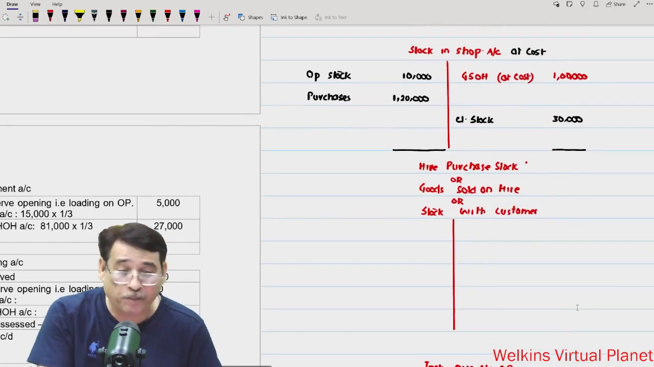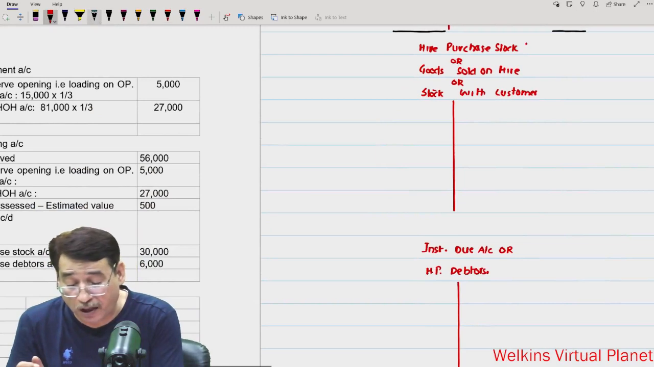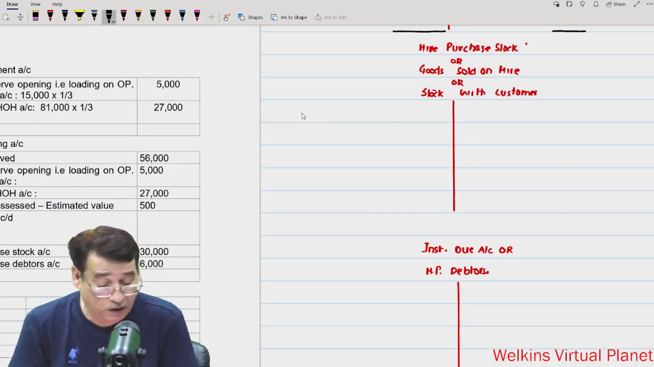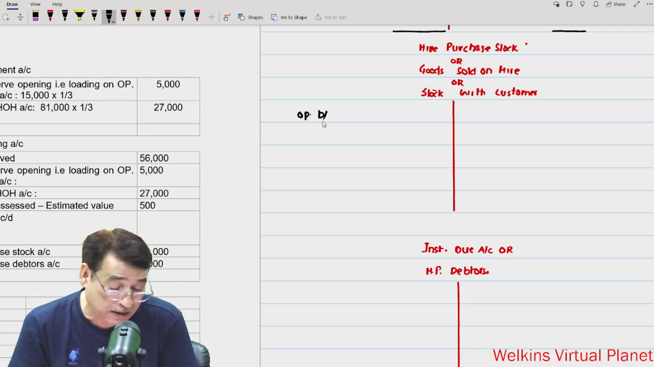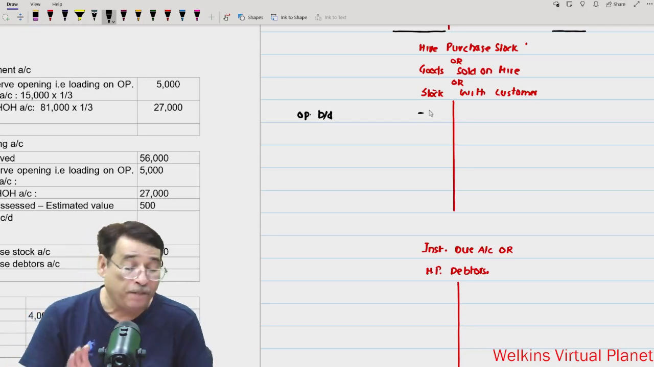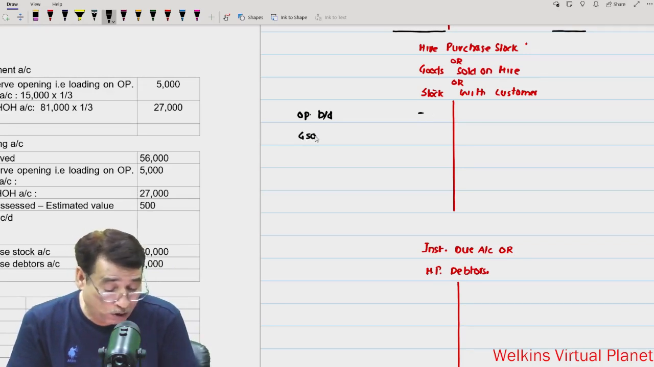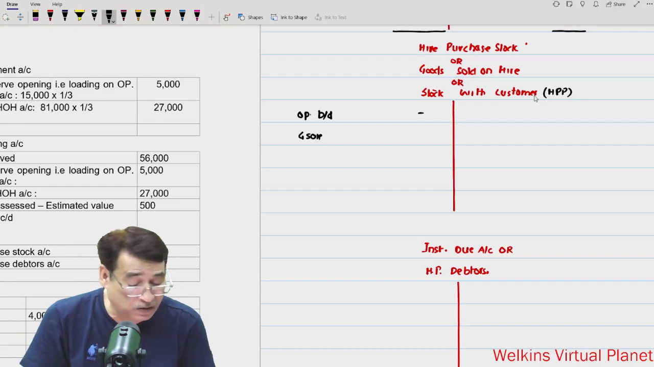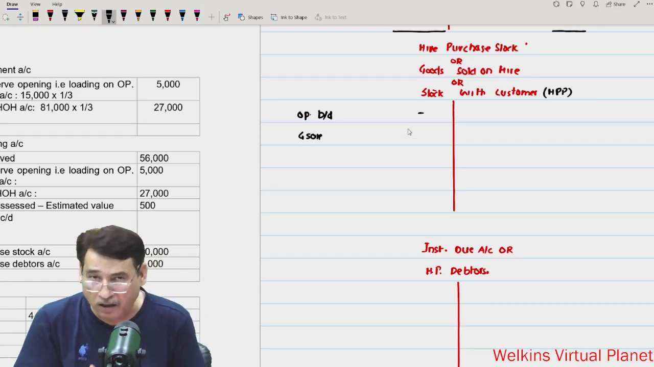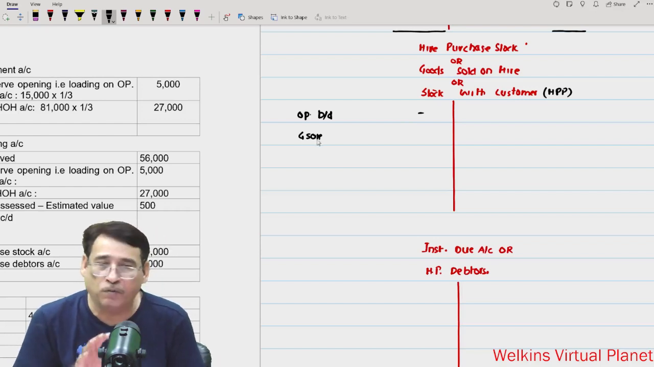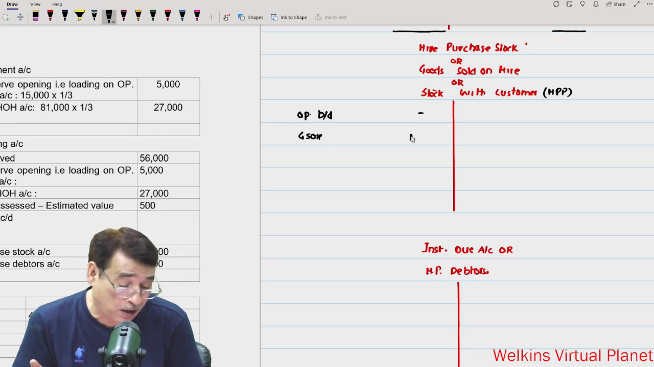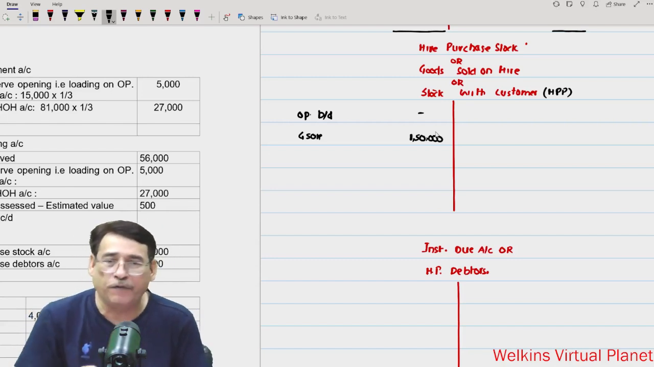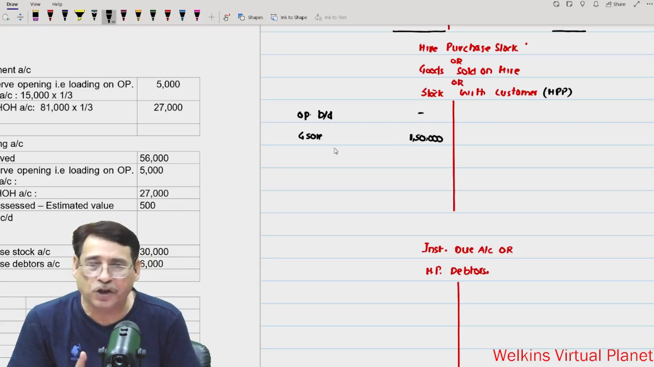So after having prepared this account, what I am going to do now is write in the hire purchase stock account, or goods sold on hire account, or stock with customer account, the opening balance. In this question, there is no opening balance in this particular account, so I will simply write dash. Now we just sold the goods, goods sold on hire. Because this account is always prepared at hire purchase price, I cannot write goods sold on hire at 1 lakh in this particular account. However, we know the hire purchase price of goods sold on hire. It is 1,50,000. It is given to us in the question: goods costing 1 lakh were sold for 1,50,000. So that is the hire purchase price. However, we can find out the hire purchase price in this manner also.